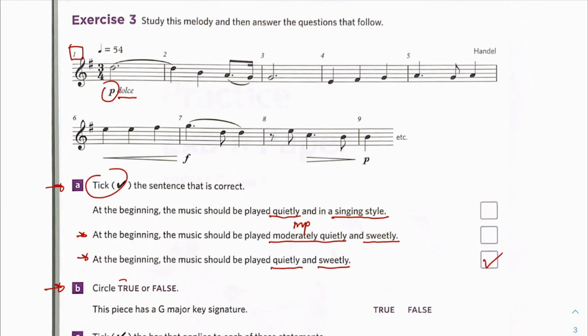Question B, circle true or false. This piece has a G major key signature. So let's go back to the melody. There is an F sharp in the key signature, which indicates G major. So this statement is true.